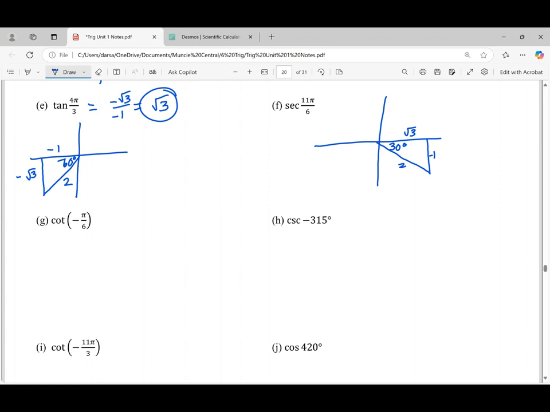And now, okay, secant, isn't that the flip of cosine? So first I need to find what is the cosine of 11 pi over 6. Adjacent over hypotenuse. That's square root of 3 over 2. So the secant is the reciprocal of that, 2 over square root of 3, or 2 square root of 3 over 3 for my final answer.